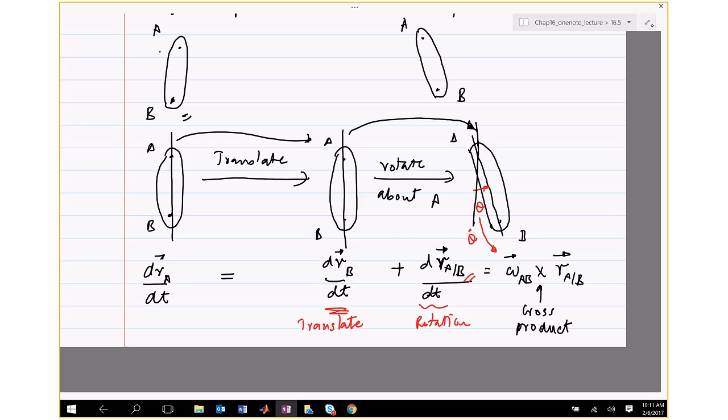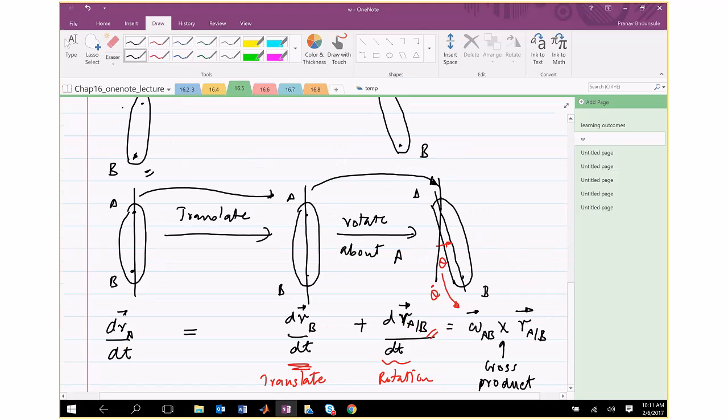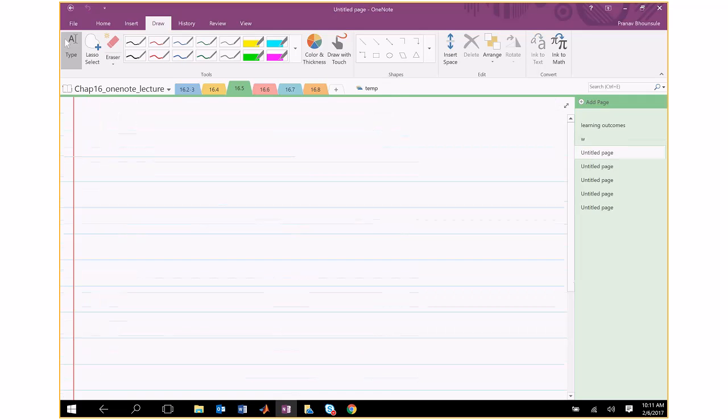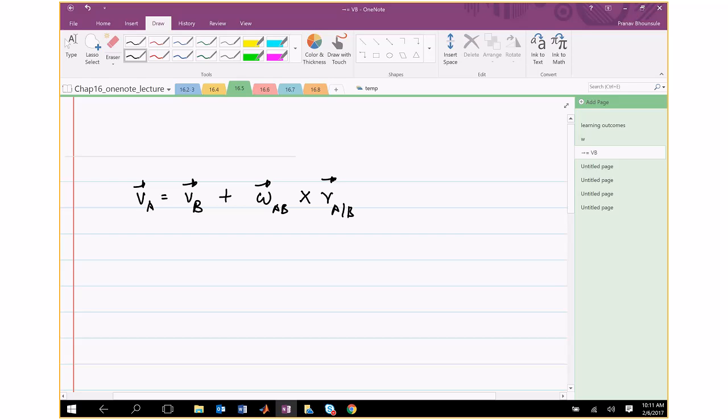So what I'm going to do is write a formula for velocity. Velocity of A is velocity of B plus omega AB crossed with RA with respect to B. You could also look at this formula in a different way. If you were told to find velocity of B, it will be velocity of A plus omega AB crossed with RB with respect to A.